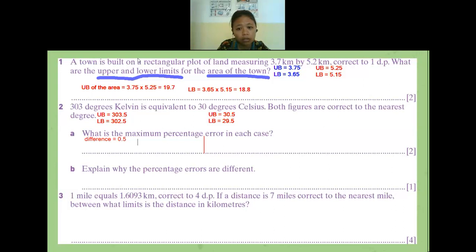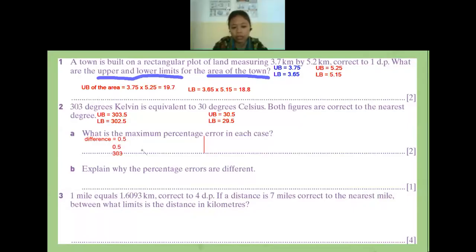So after we're done finding the difference, we are going to find the percentage error. We have to compare between the difference and also the number given. So the difference is 0.5 and then the number given is 303.